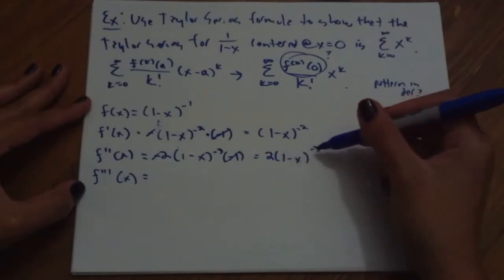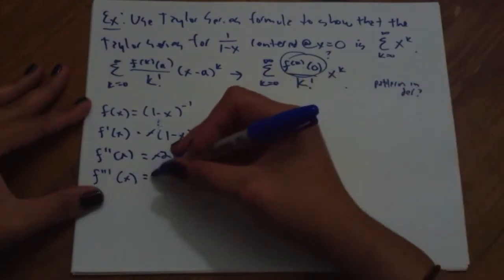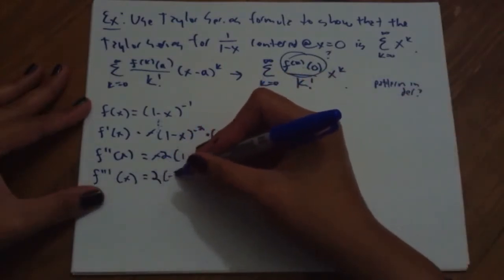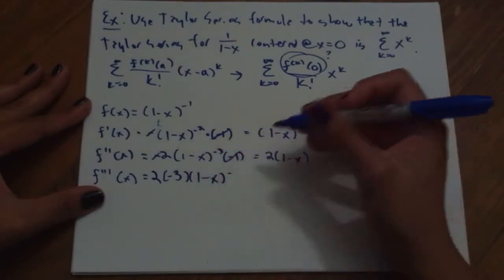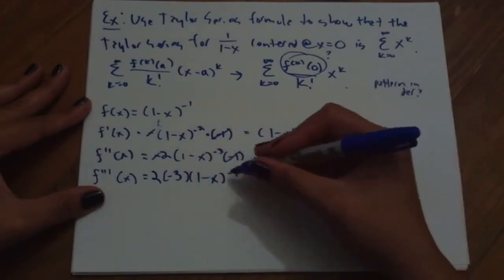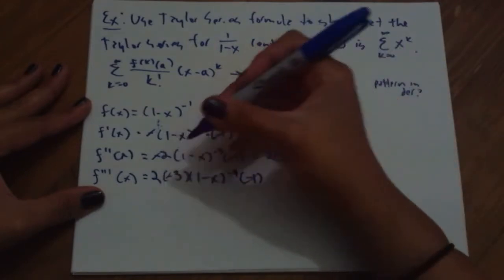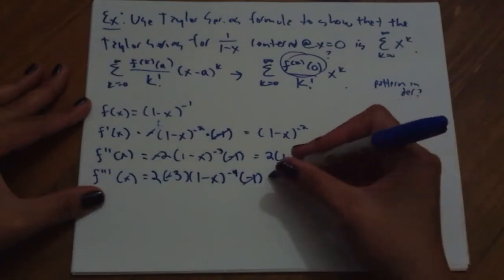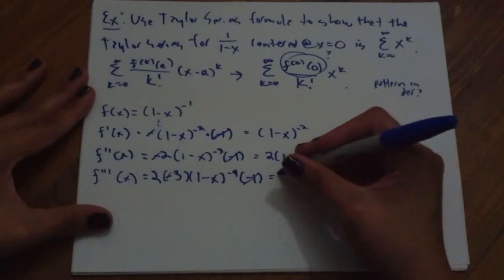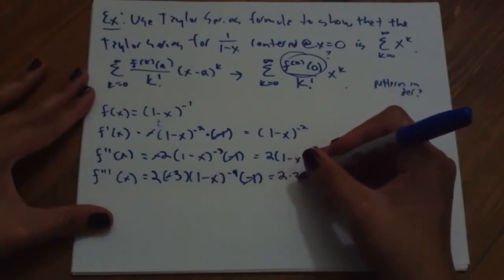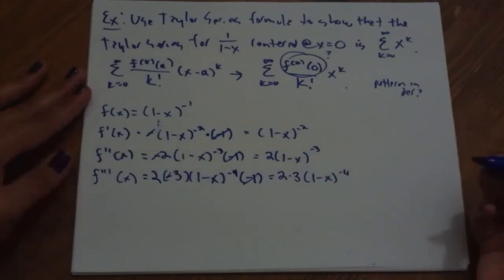Here, again, chain rule, I need to bring down this minus 3. So this will be 2 times minus 3 times 1 minus x to the minus 4. Chain rule says multiply by the derivative of the inside, which will cancel my signs. To make the pattern super clear here, I'm not going to multiply stuff out yet. So I've got 2 times 3 times this thing with the power.